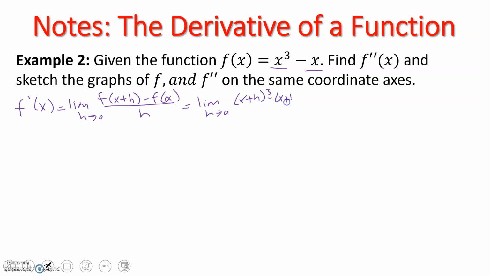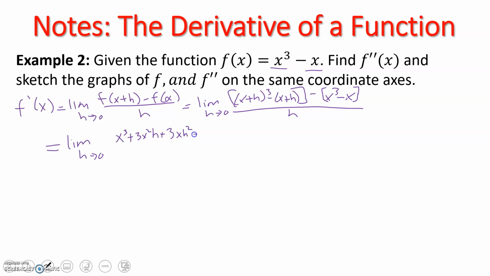minus x plus h minus x cubed minus x, all over h. After expanding, this becomes the limit as h approaches 0 of x cubed plus 3x squared h plus 3xh squared plus h cubed minus x minus h minus x cubed plus x all over h.